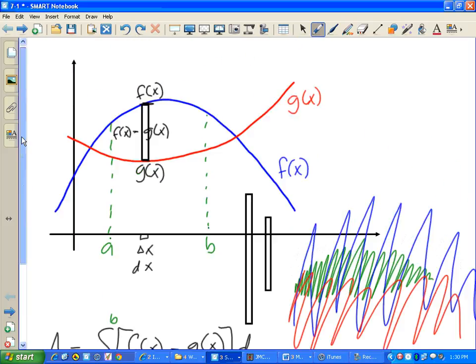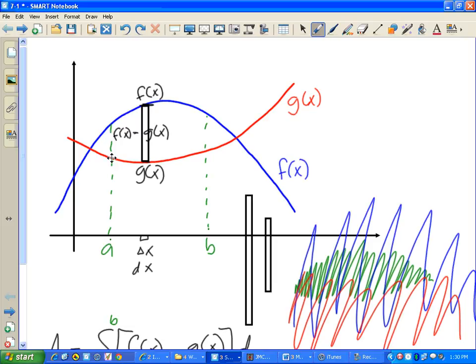Or maybe they want to know just the total area between the curves. So in that case, it'd be up to you to figure out where these curves are intersecting. And then that would become your A and B. Okay, so it depends on how they ask you to do this.